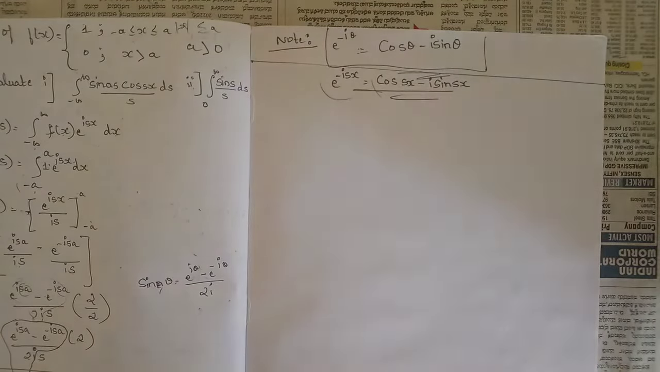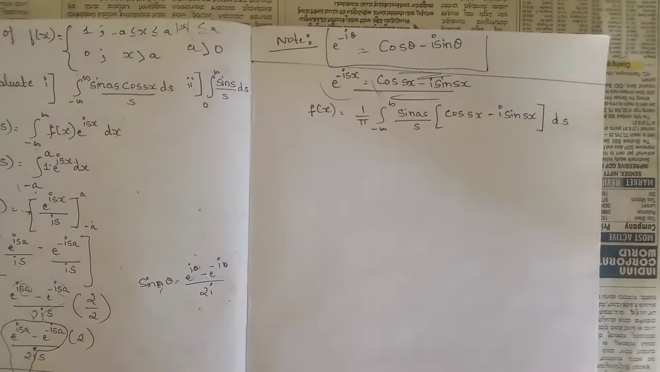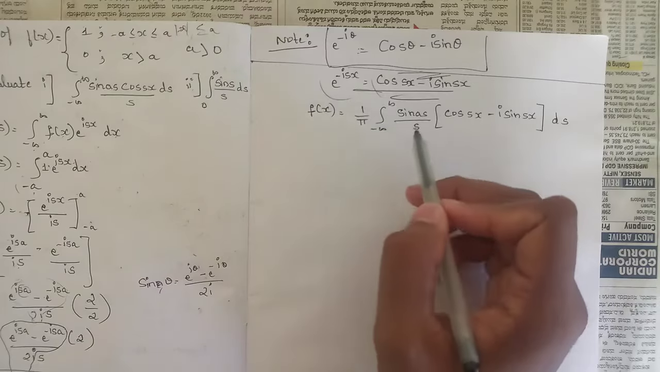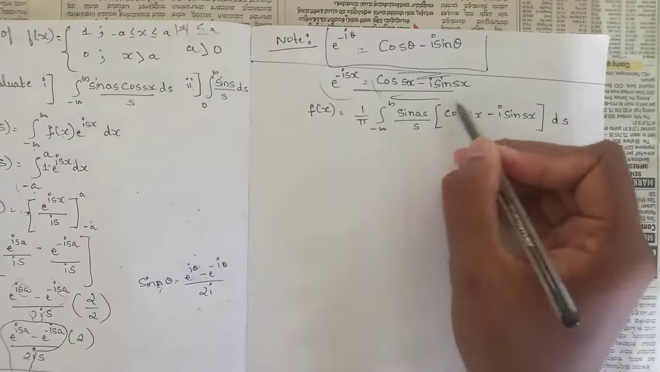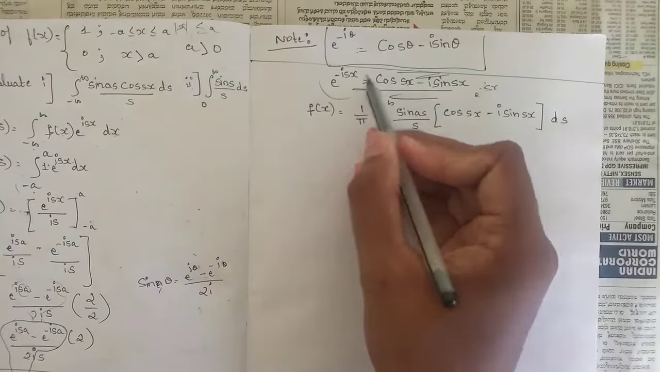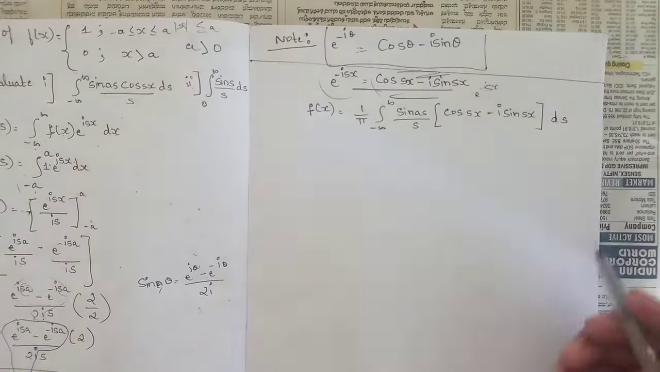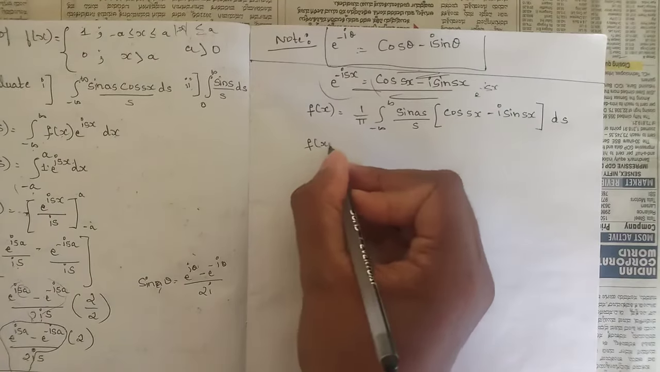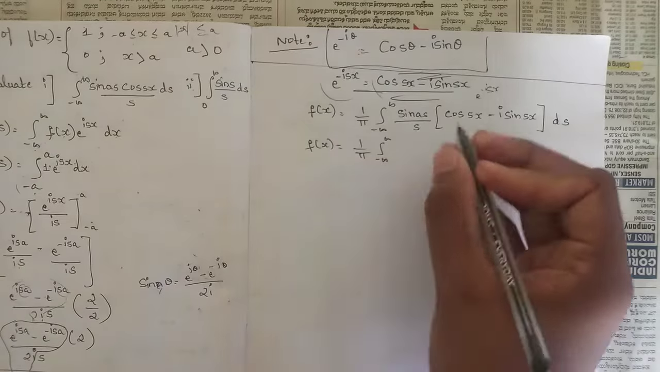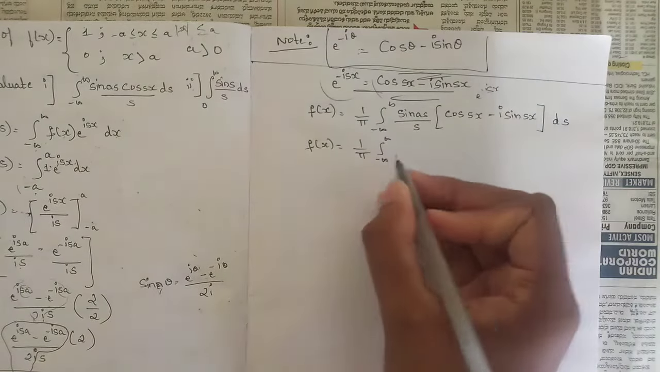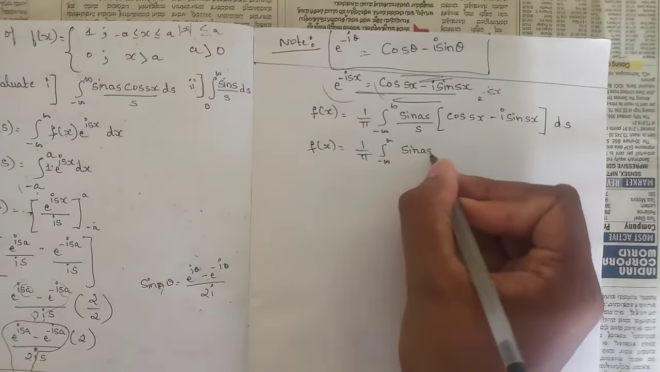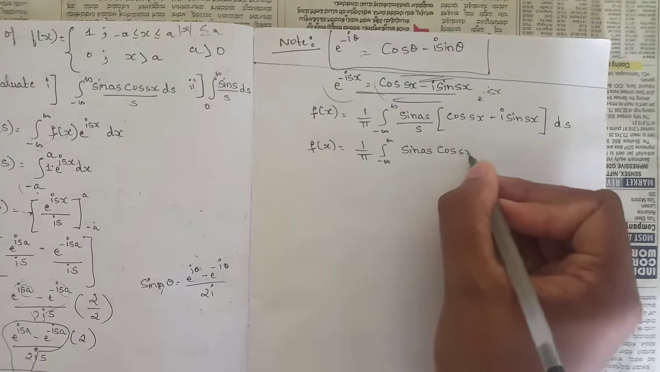Okay, so now what will the problem look like? It is of the form 1 by pi into the integral from minus infinity to infinity of sin as by s. Here we had e power minus isx, so I have replaced it by the general formula that we have used. Now 1 by pi from minus infinity to infinity, multiply these two terms. So we get sin as into cos sx by s.